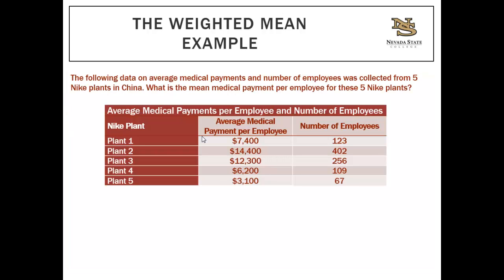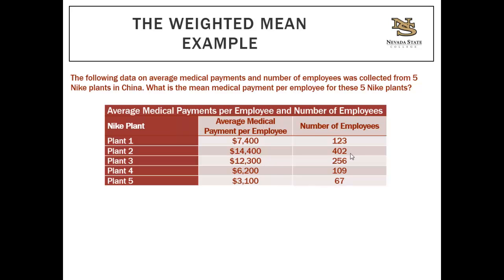So here's an example where we're looking at a Nike plant, and we have 4 or 5 different plants. And the average medical payment per employee is listed here. So in plant 1, the average medical payment per employee was $7,400. In plant 2, it was almost double that. So I'm thinking something's going on at plant 2. They're having a way higher average medical payment per employee.